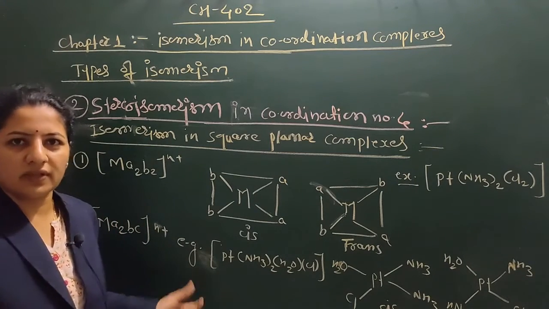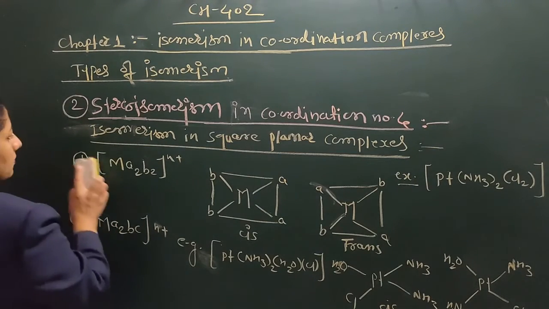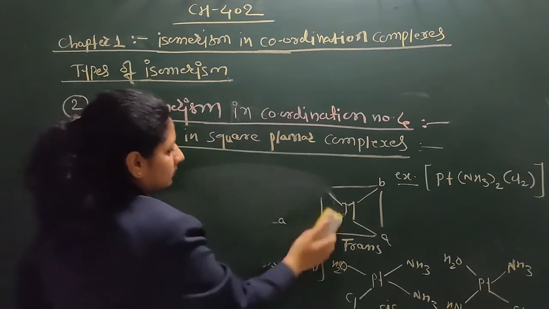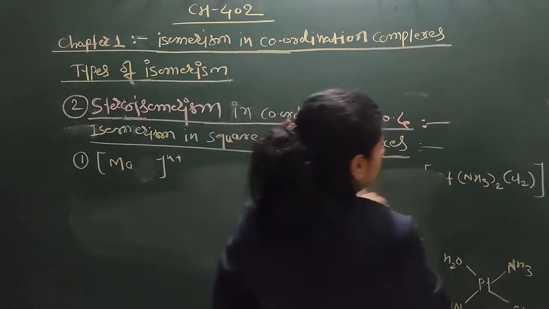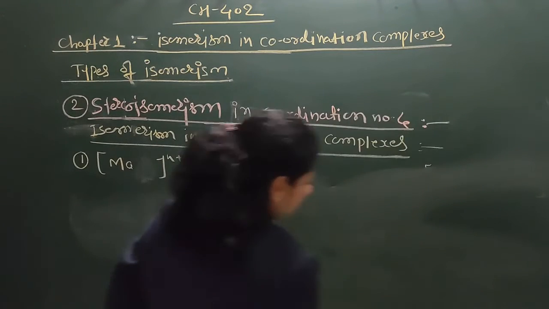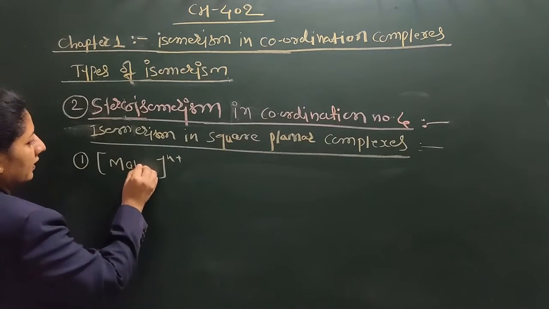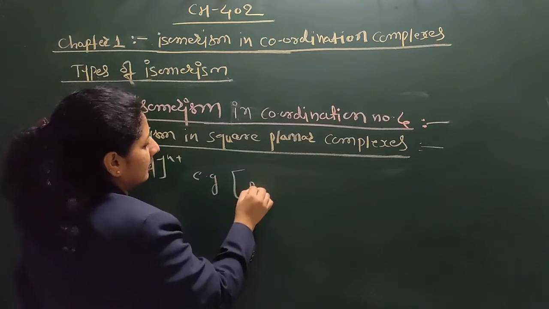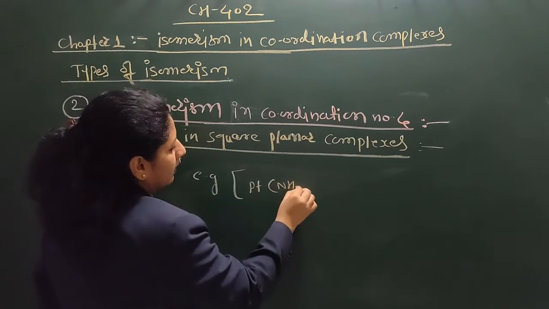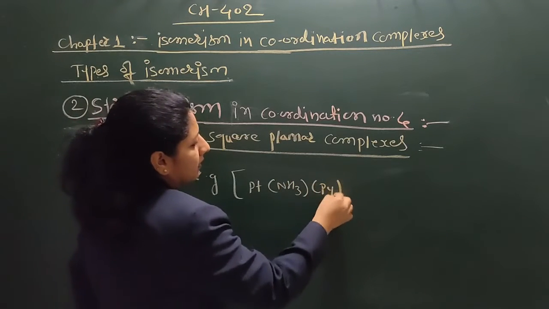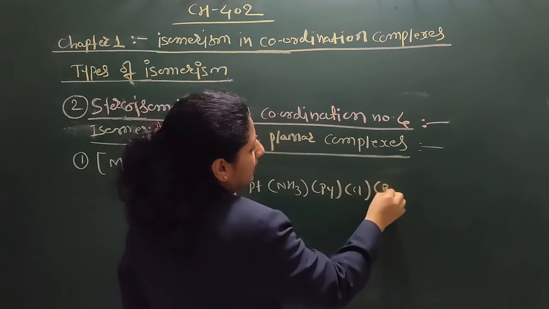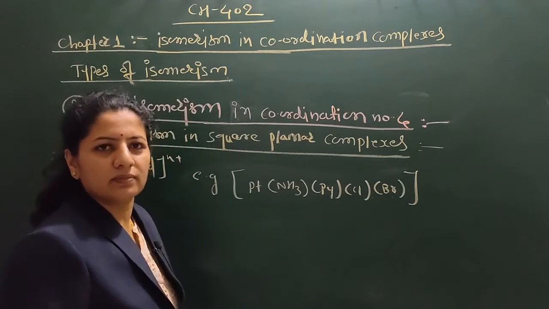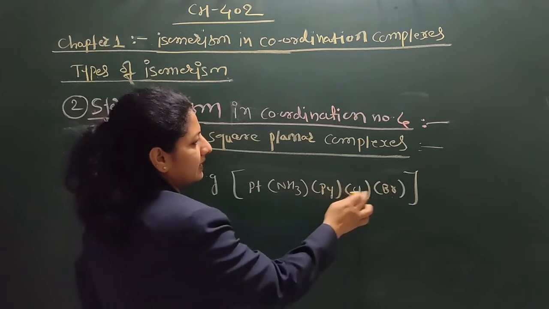So now the next one, that is MABCD, and the example of that isomer is platinum, pyridine, chlorine and bromine. Here there are 4 types of ligands, that is A, B, C, D.